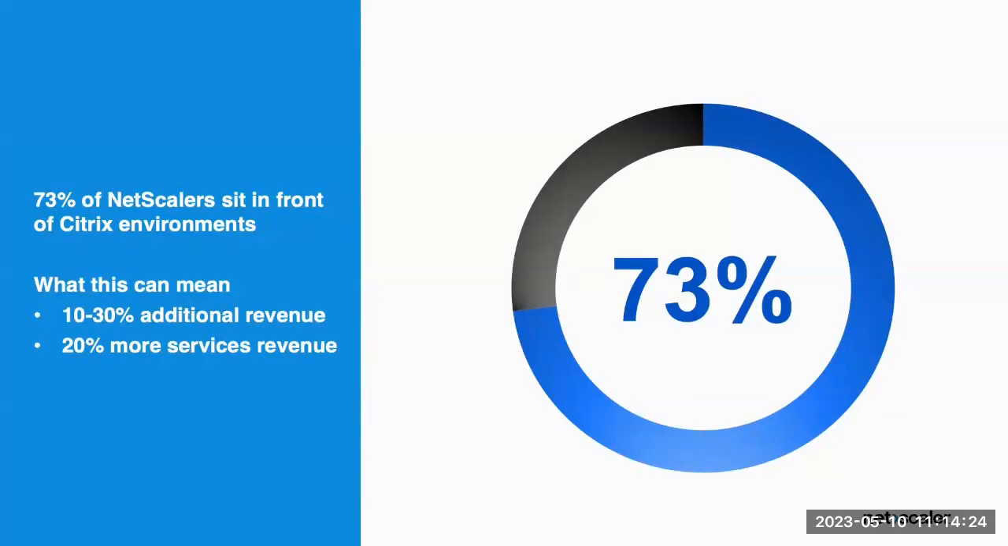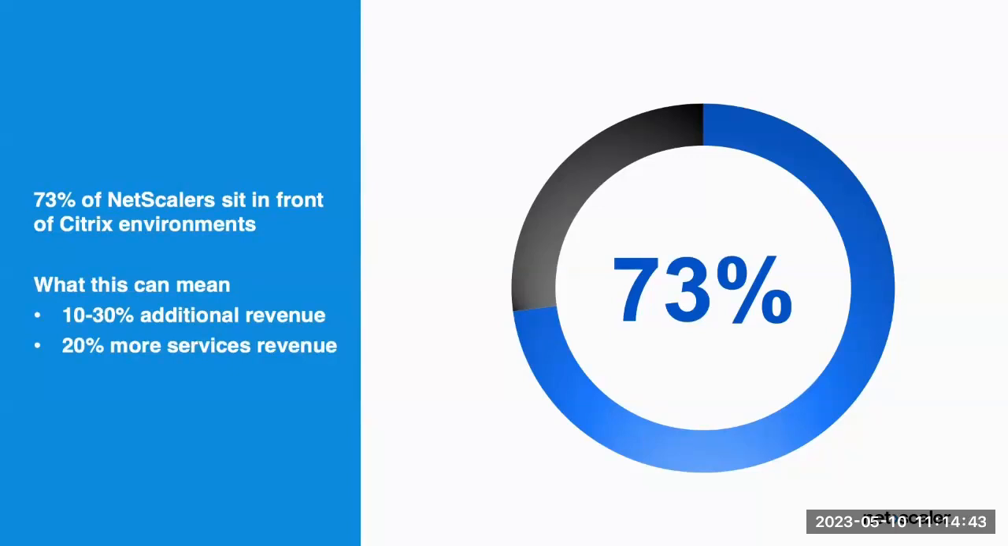First of all, I want to start with a very powerful statistic. 73%. 73% of NetScaler units sold are placed in front of a Citrix farm. And that is a staggering amount. And we've all done a great job over the years of positioning NetScaler as the front door to Citrix.